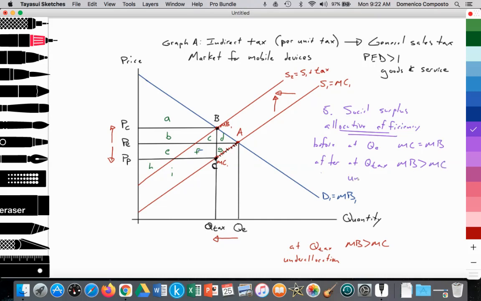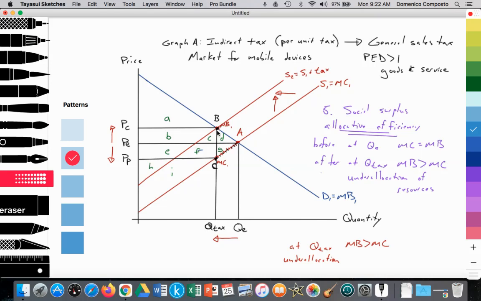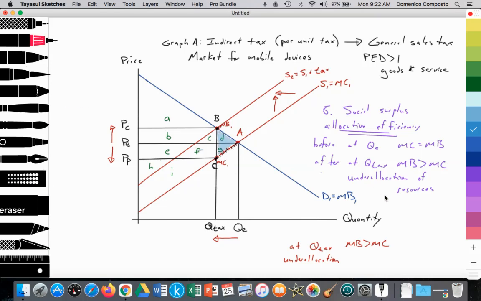So there's an under allocation of resources to the provision and production and consumption of mobile phones. Society would like more mobile phones being produced, but the tax prevents that from happening. And that generates a welfare loss of areas D and G, which we see here, this triangular area. Okay, so the welfare loss is equal to areas D plus G.